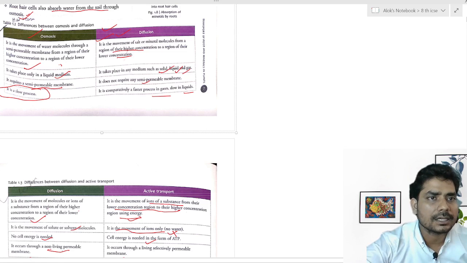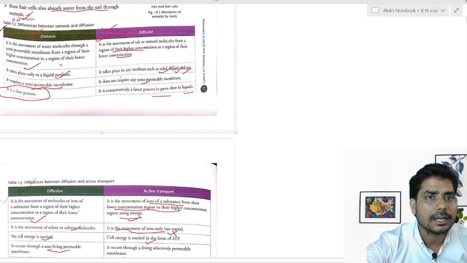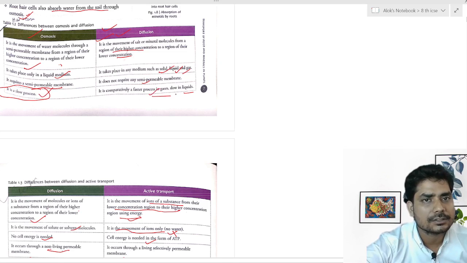Osmosis occurs only in a liquid medium, but diffusion occurs in any medium such as solid, liquid and gas. Osmosis occurs in a semi-permeable membrane, while diffusion occurs in a permeable membrane. Osmosis is a slow process. Diffusion is faster in gases and slow in liquids.